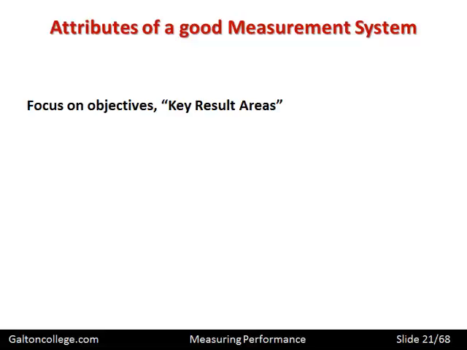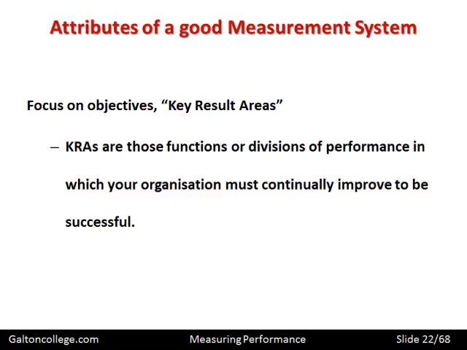So focus on objectives, the key result areas. Now, the key result areas are those functions or divisions of performance in which your organization must continually improve to be successful. So the key result areas are the critical areas of the organization, the areas that must improve continuously.